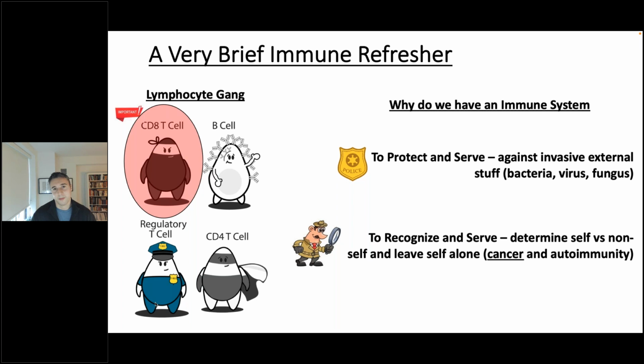It also plays a very important function of recognizing and serving, which is going around all day and checking out your cells in your body and making sure that they look normal. And those are self. If for some reason they look altered, then they shouldn't be there. That's a warning sign. And cancers look different than normal cells, and so your immune system is supposed to recognize them as non-self in some way, even though they look a lot like self, and then clear them out. When your immune system is going haywire and recognizing normal cells as abnormal, you can get autoimmune disease.